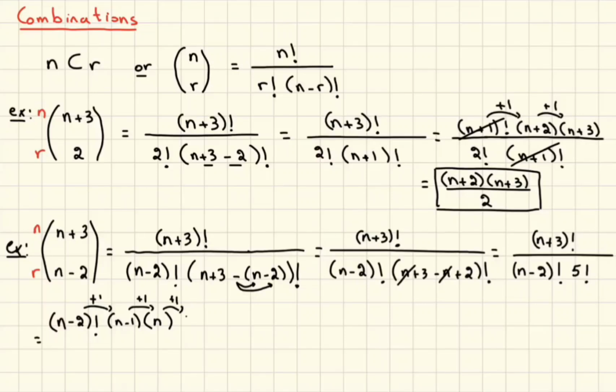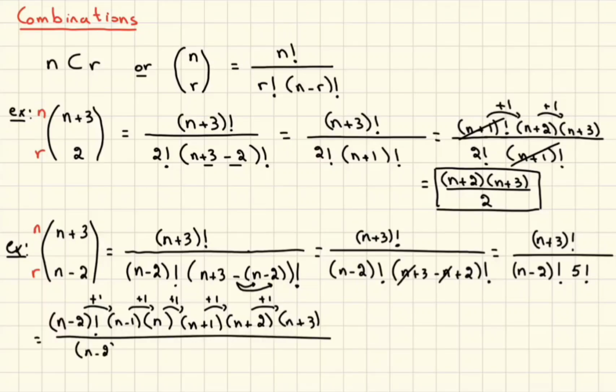We add 1, we get n plus 1. We add 1, I get n plus 2. We add 1, and we get n plus 3, and I stop here because I need to reach n plus 3, over (n minus 2) factorial multiplied by 5 factorial. Now, as we can notice, (n minus 2) factorial with (n minus 2) factorial will cancel, and on top, I will write it in order, which is (n minus 1) multiplied by n, (n plus 1), (n plus 2), and (n plus 3).